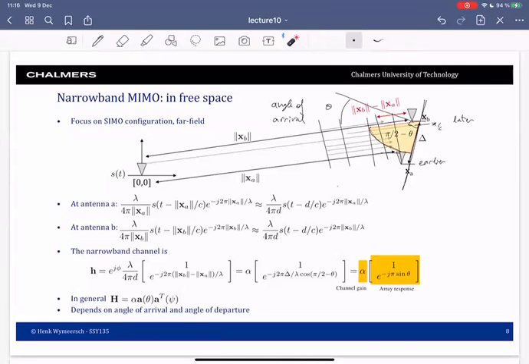So now let's see what happens at each of the antennas. At antenna A, the received signal will be, well, first of all, path loss. So this here, this path loss. Then we have the delayed version of the signal. So here we see the delay. We can call this tau A if we want. And then finally, we have a phase rotation.